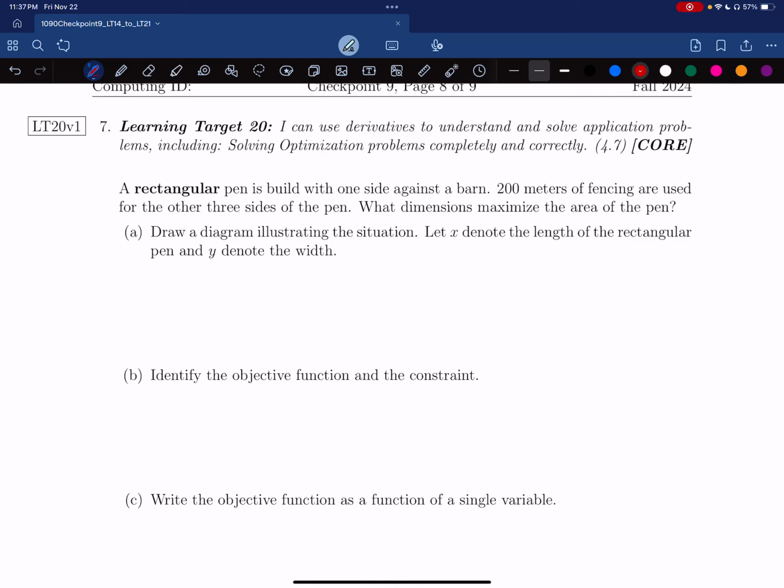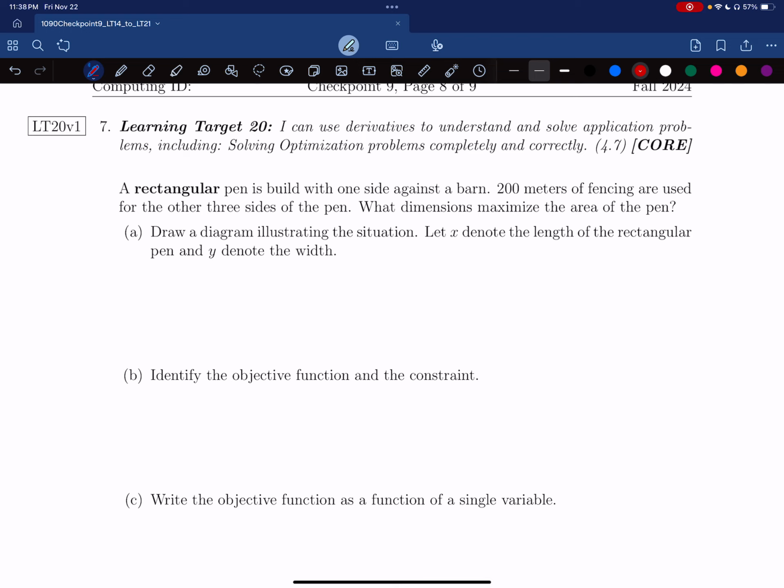Hey everyone, in this video I will be covering Learning Target 20, which is all about solving optimization problems. These are always really good problems in this class, kind of like related rates, because it takes what you've learned with derivatives and makes it into a real world problem.